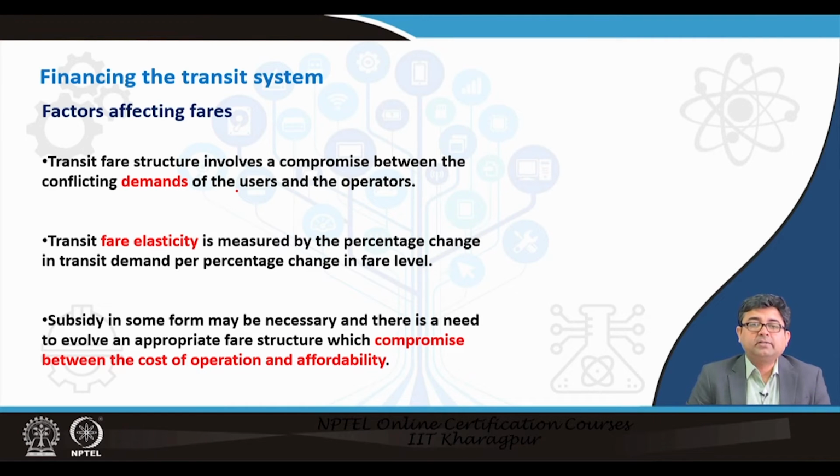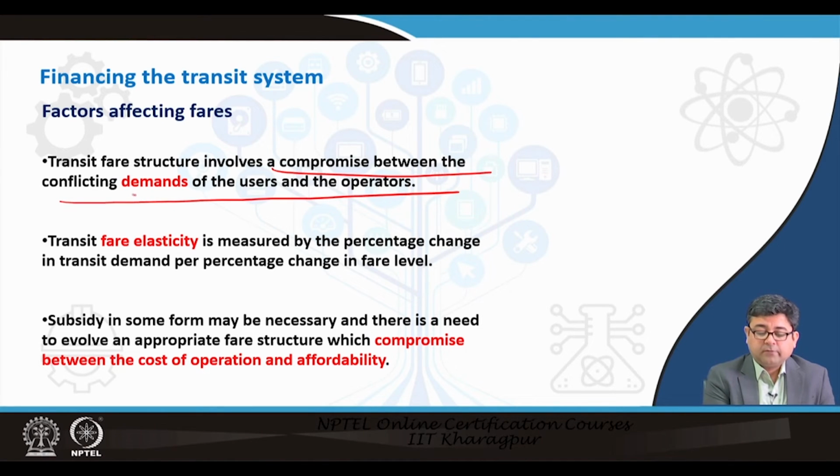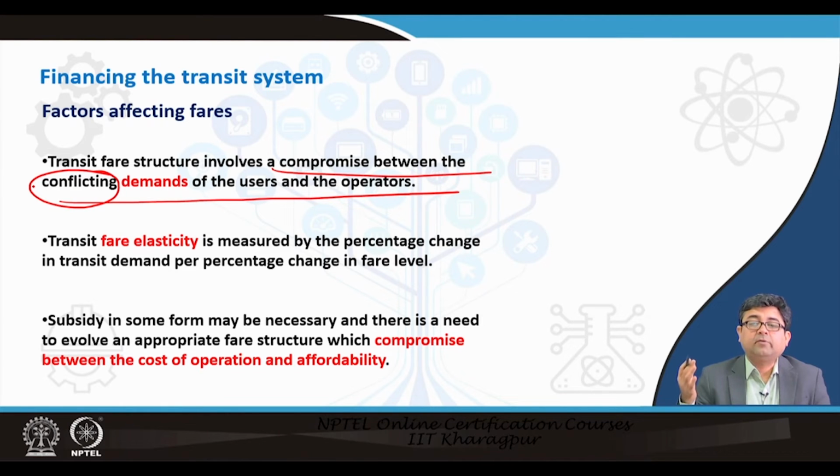Now, what are the factors that affect fares, right? It involves a compromise between the demands of the users and the operators, and often these demands are conflicting in nature, right. Like I said earlier, people always want the fares to be lower, whereas the operators have to maintain a certain fare in order for them to operate, do the regular maintenance and also to grow, right, because the population in the city is ever growing. So, the public transportation system also has to grow.